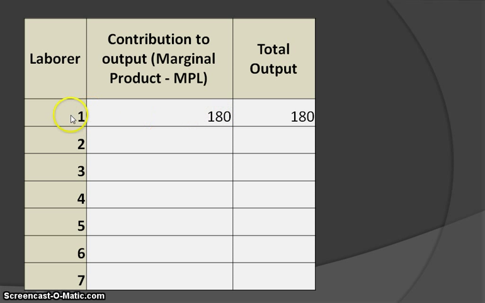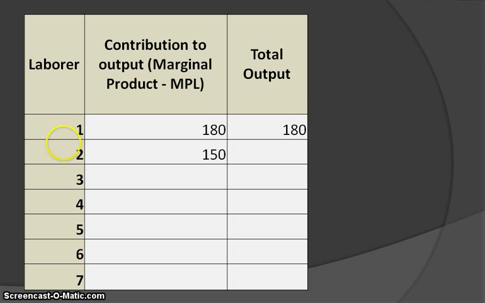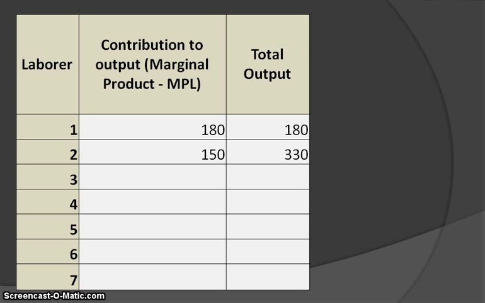And therefore, if this is the first worker, before this first worker there were no workers, and therefore there would have been 0 total output. So the 180 units that this worker produces is the total output after having hired one person. When we look at the second worker, who adds 150 units to total output, that means 150 plus 180 gives you a total output of 330 units after having hired 2 workers.